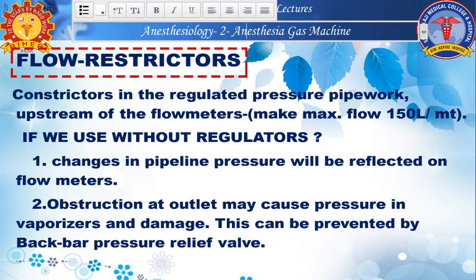If we use the machine without flow restrictors, changes in pipeline pressure will be reflected on the flow meters also. So you will have constant jumping of the flow meters and you won't get a constant and accurate flow. Obstruction at the outlet may also cause pressure in the vaporizers and damage them. Of course we have the back pressure relief valve for that, but still to prevent it we have the flow restrictors.